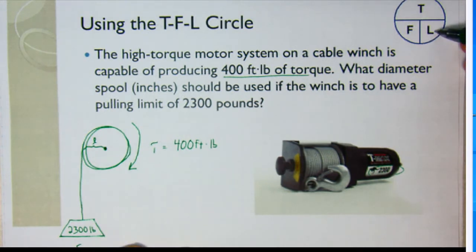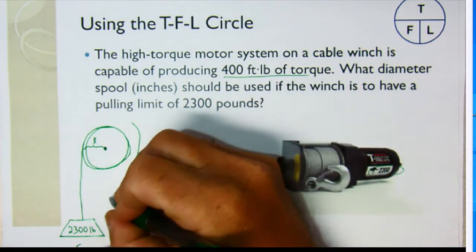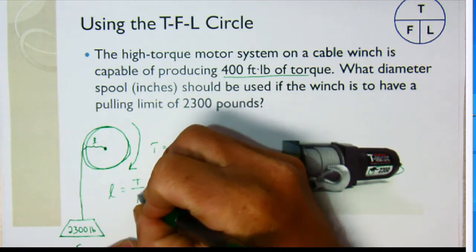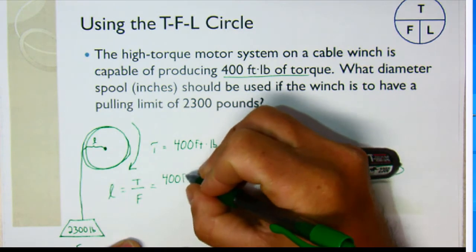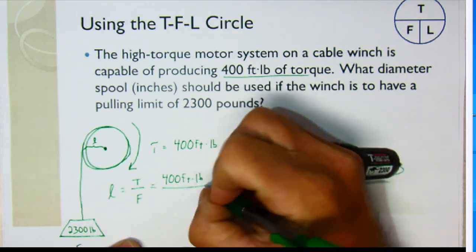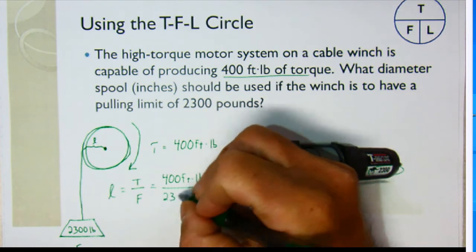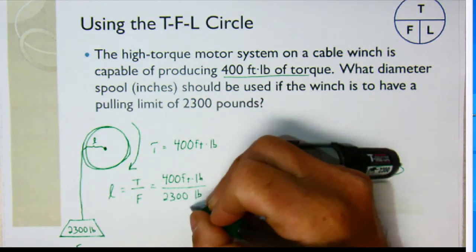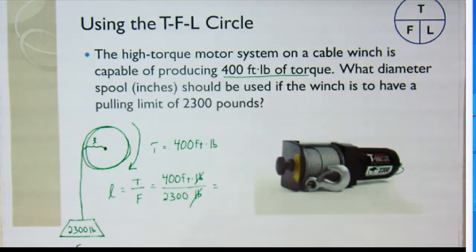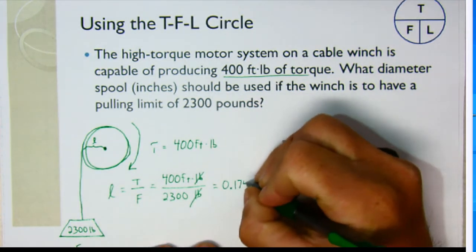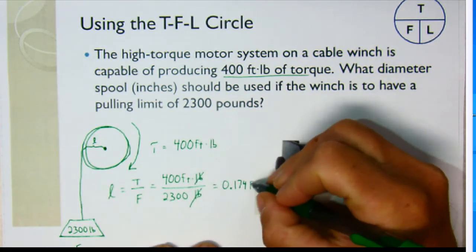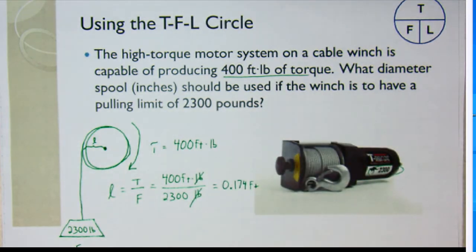If we want to find lever length, we better divide T over F. So L is equal to T over F. Now we know how much torque we have. We have 400 foot-pounds from our motor and gears. We know how much force we're pushing against. That's 2,300 pounds. Pounds cancels. And then we're left with 400 divided by 2,300. If you do that on your calculator, you get about 0.174, and the only units that didn't cancel there are feet. 0.174 feet.